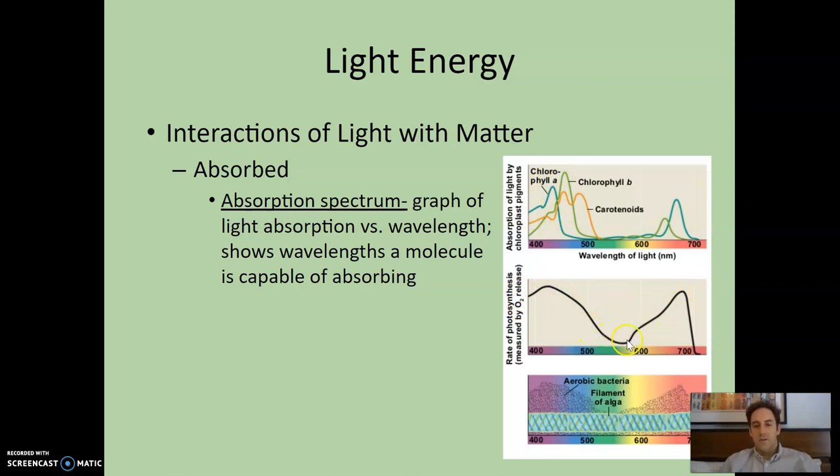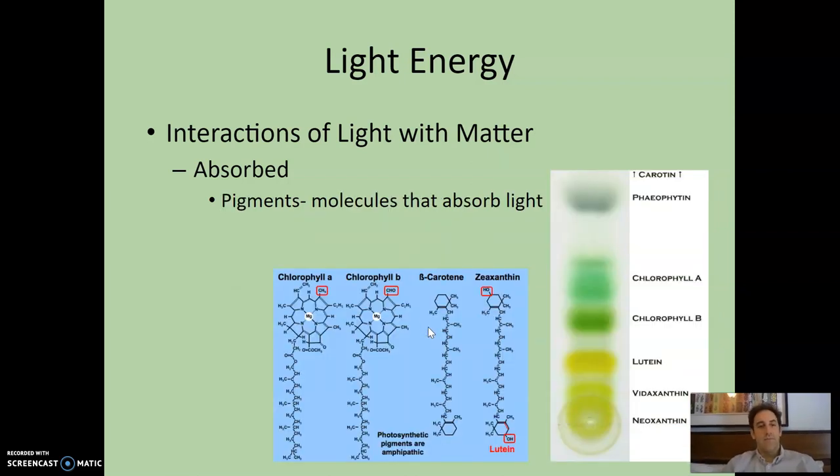You can kind of see, green is not going to be a very effective wavelength for getting plants to absorb it. So what molecules are actually responsible for absorbing that light? The molecules are pigments. And you've heard of some pigments. I'm guessing you've heard of chlorophyll. Beta carotene is one, maybe you've heard of that.